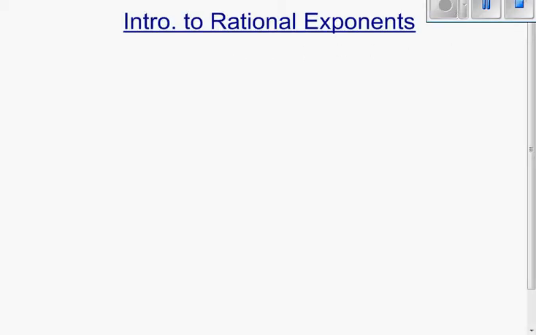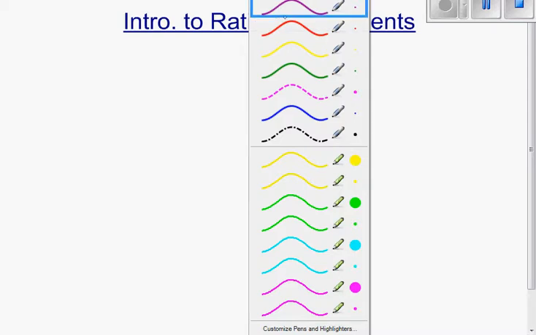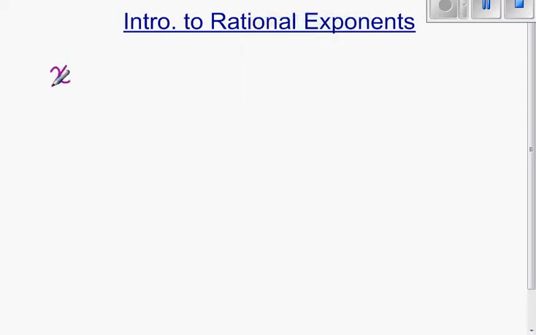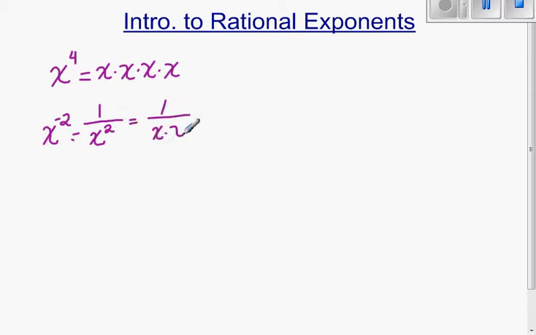This is an introduction to the idea of rational exponents. We have been exposed to lots of different kinds of exponents. We understand that x to the fourth, by definition, means multiply the base x 4 times. We understand that the exponent -2, the negative portion of the exponent, means the reciprocal of our base, so x to the -2 would mean 1 over x squared, or 1 over x times x.